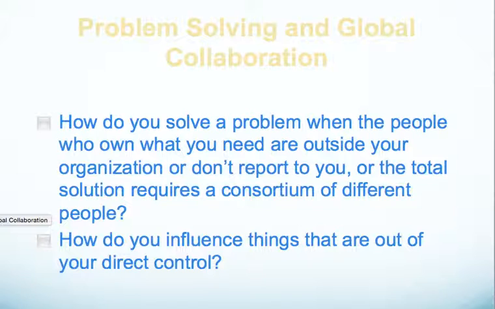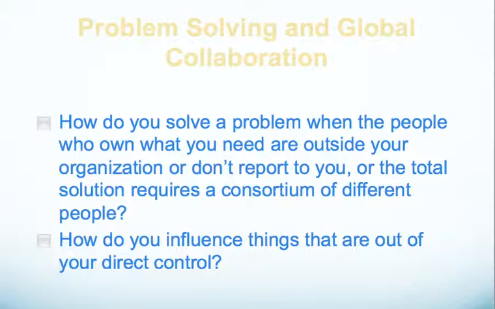One of the things that adults now who work with various cultures in multinational corporations, and even in corporations that are part of a single nation, we have to grapple with the following questions. How do you solve a problem when the people who own what you need are outside of your organization or don't report to you, or the total solution requires a consortium of different people? How do you influence things that are out of your direct control? For our students moving forward, these are the questions that they will have to grapple with.